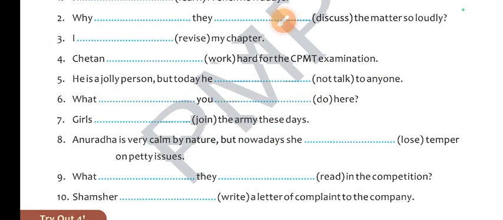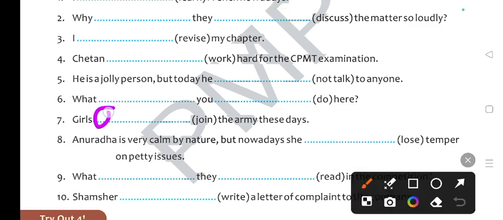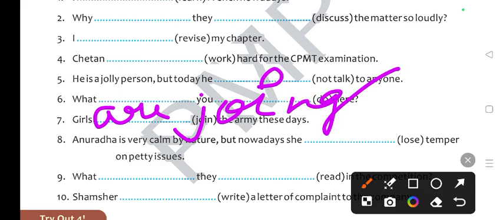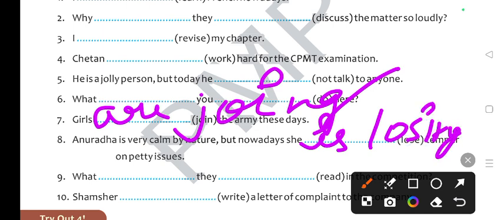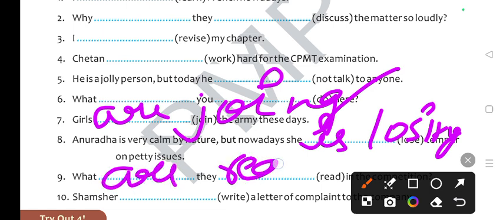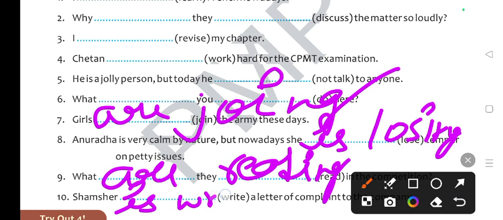Okay, so I was talking about girls are joining the army these days. Anuradha is very calm by nature, but nowadays she is losing temper. She is losing temper on petty issues. Now, what are they reading? Then Shamsher is writing. Shamsher is writing a letter.